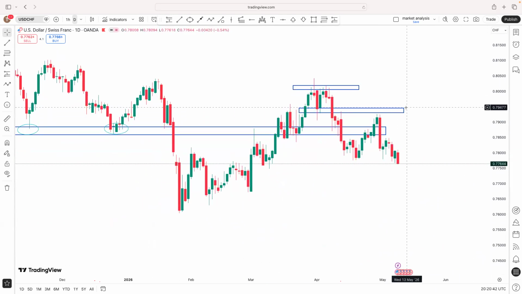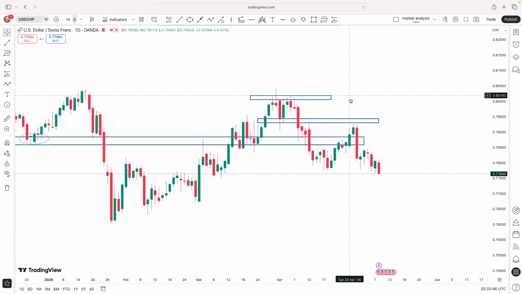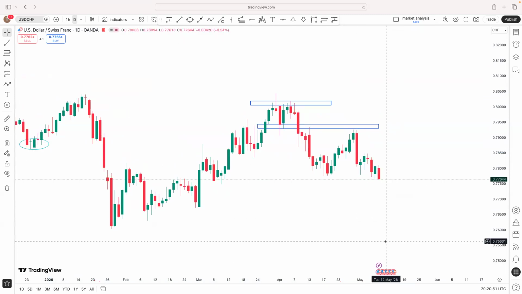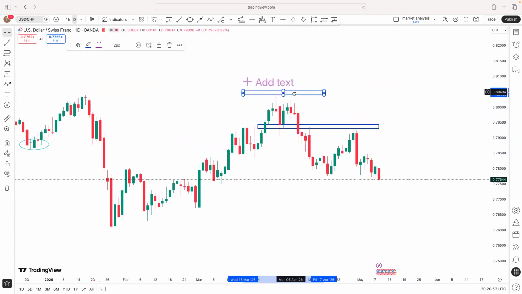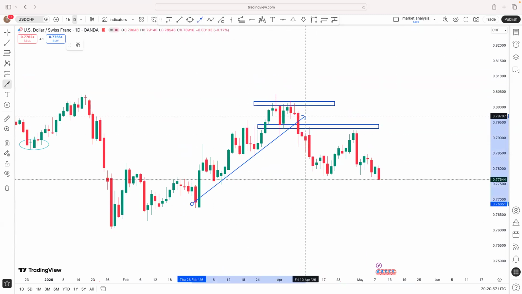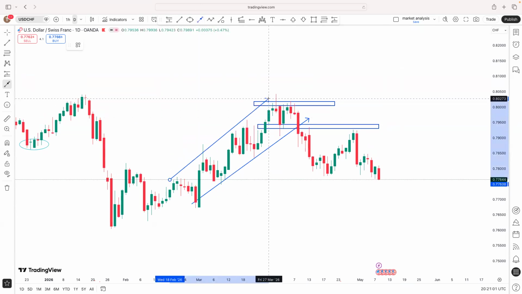Now, fine. After this M pattern has been formed, don't forget we've got this M pattern. We've got this uptrend, right? We've got this M pattern, and then we've got this uptrend right here. We've got this uptrend.